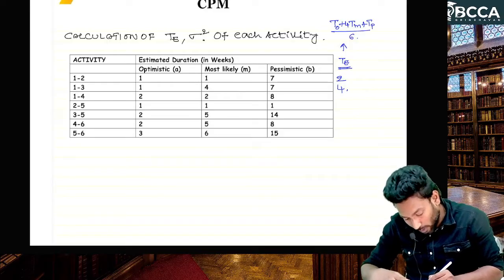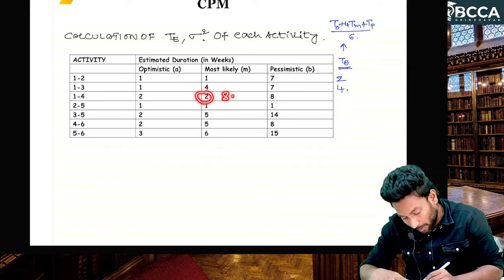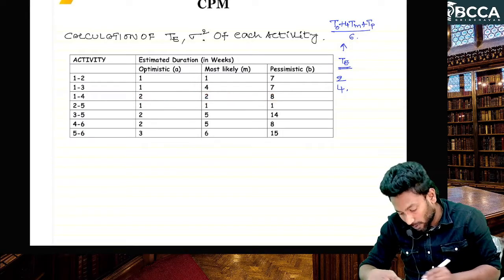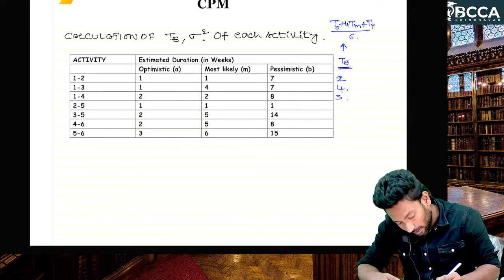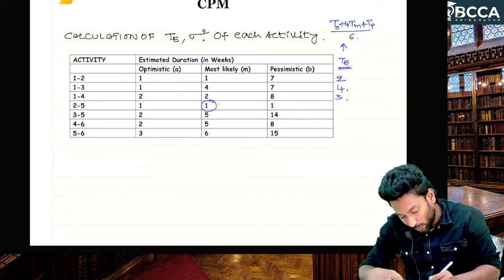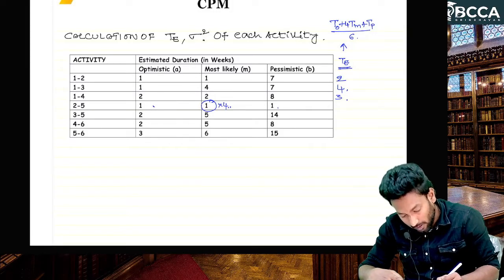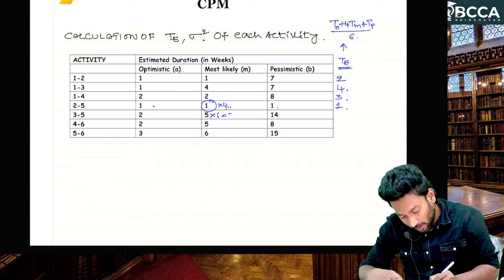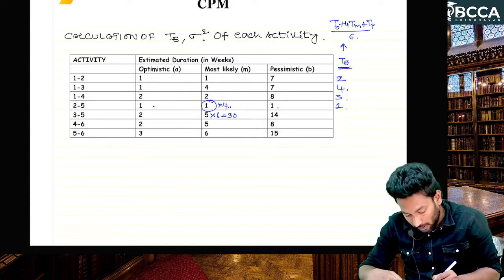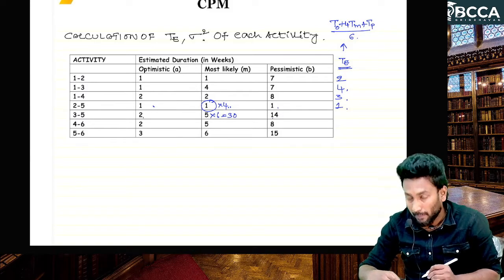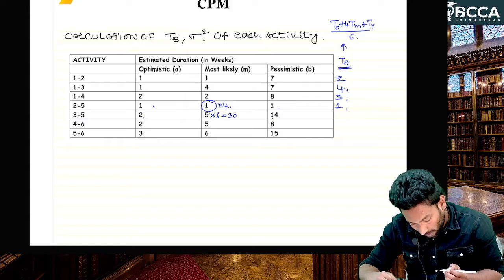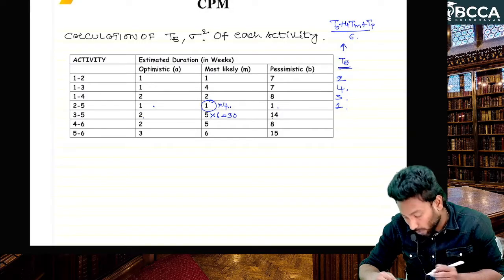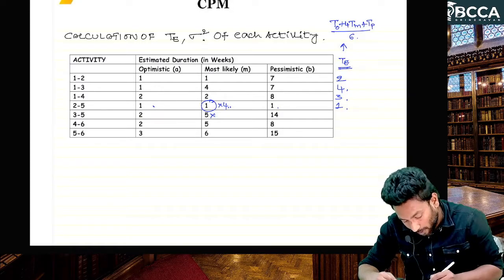Next, 2 into 4, 8, plus 2, 10, 18. So 18 divided by 6 is 3. Then 1 into 4, 4, plus 1 plus 1, 6. 6 by 6 is 1. Next, 5 into 6, 30. 30 plus 14, 44, plus 2, 46. Sorry, 5 into 4 only, right?